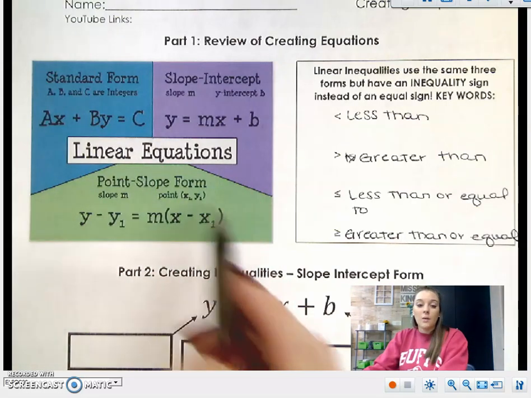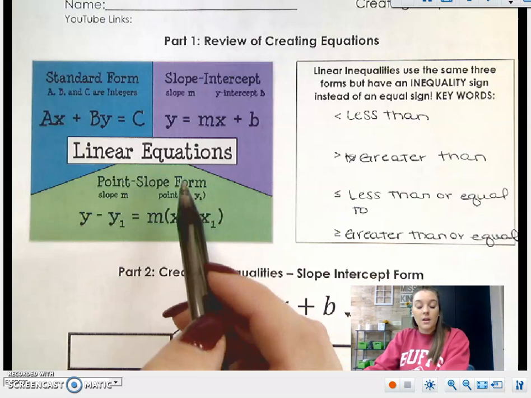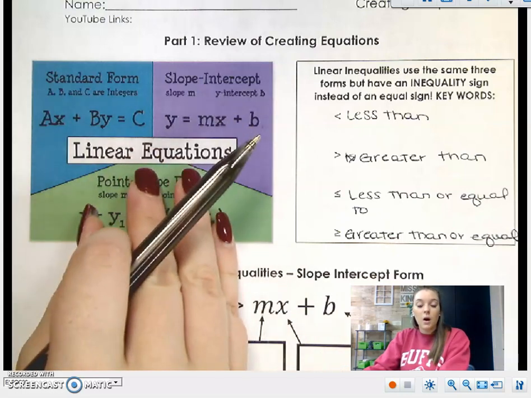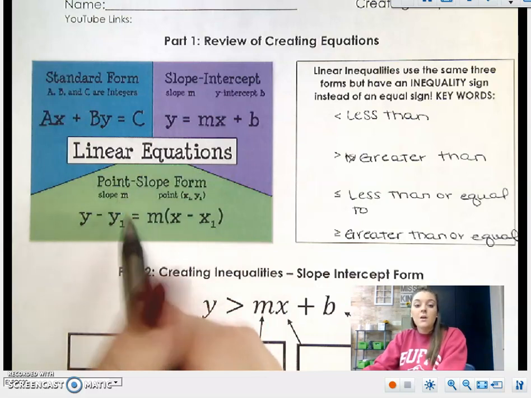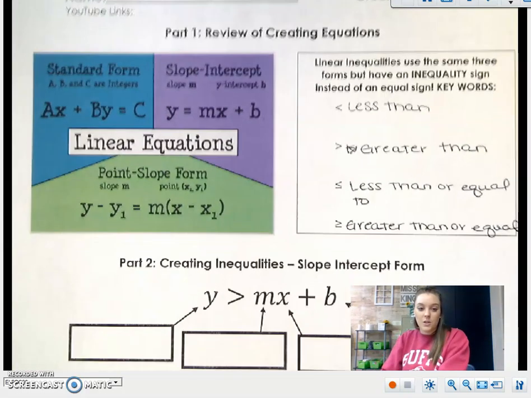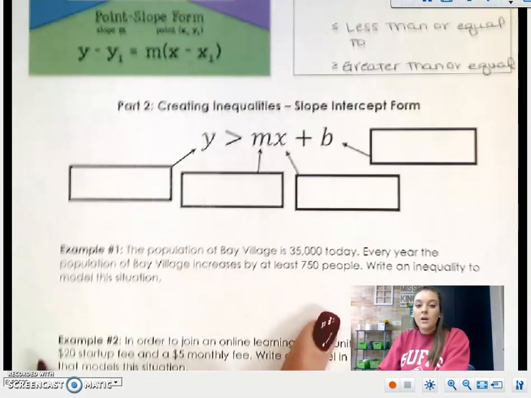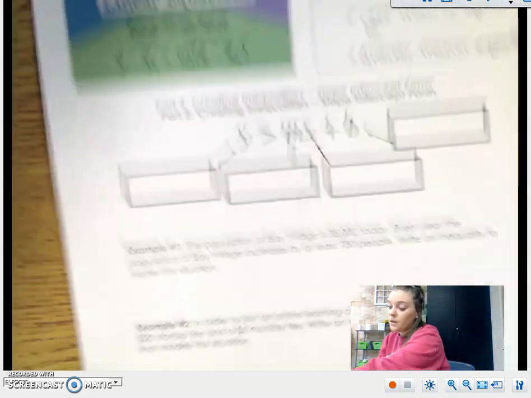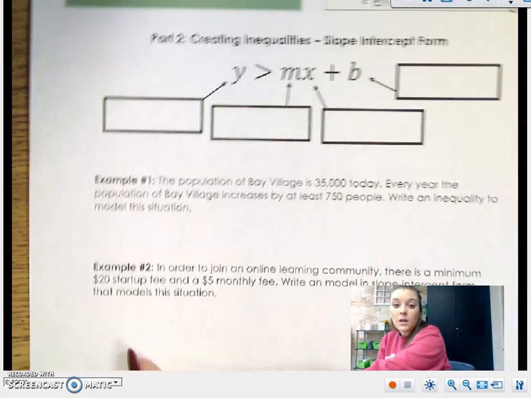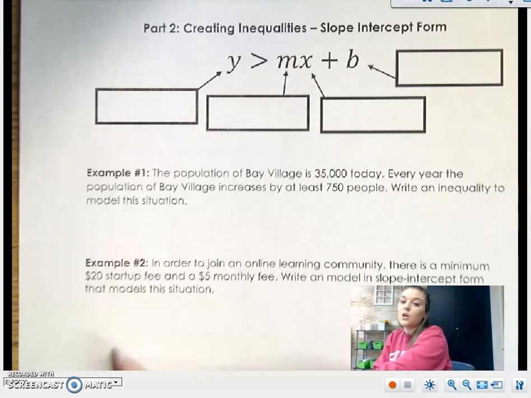We don't talk about point-slope form a lot until the end of the year, so we're going to ignore this part right now, but we will come back to it to review before the EOC, because sometimes they do throw a couple questions on point-slope form. Alright, so let's jump right into this. So part 2 is creating inequalities in slope-intercept form.